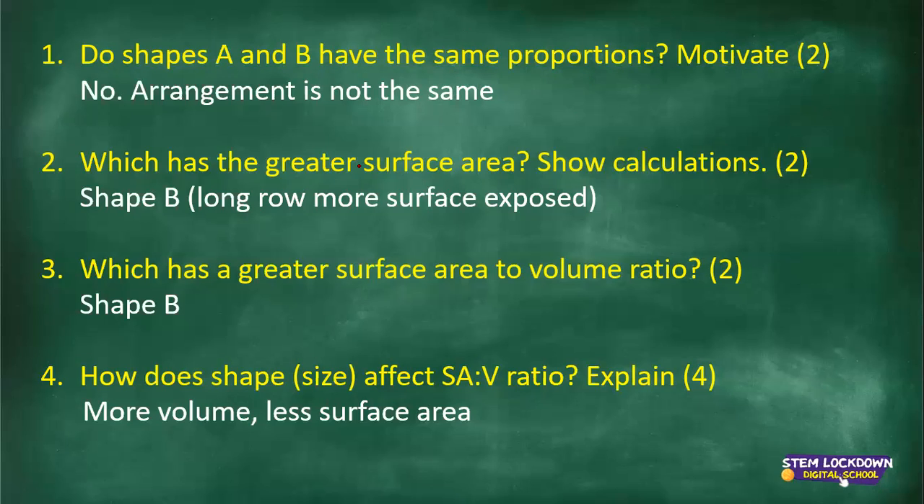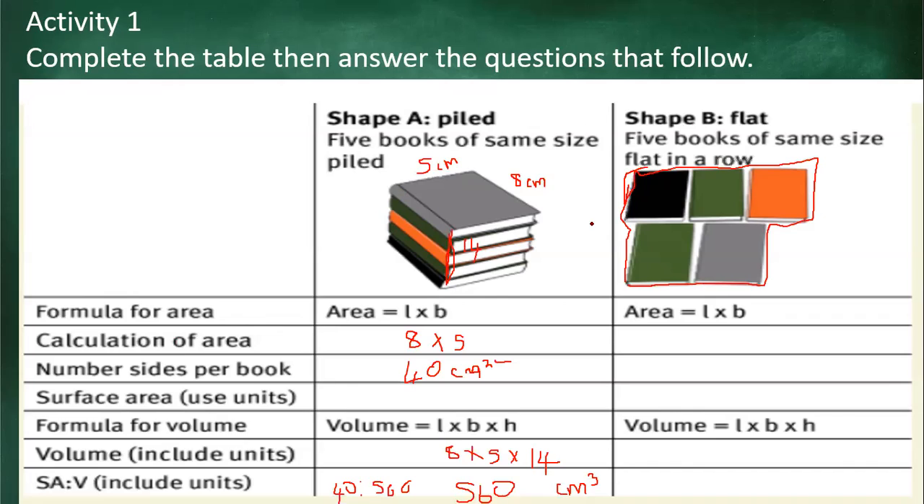And then which one has the greater surface area? Shape B. This shape B has a greater surface area. Why? If we had calculations, we could have done those calculations to compare.